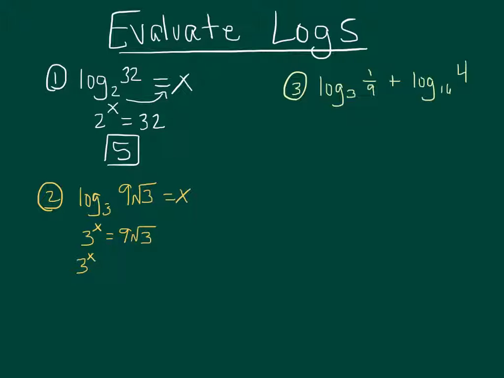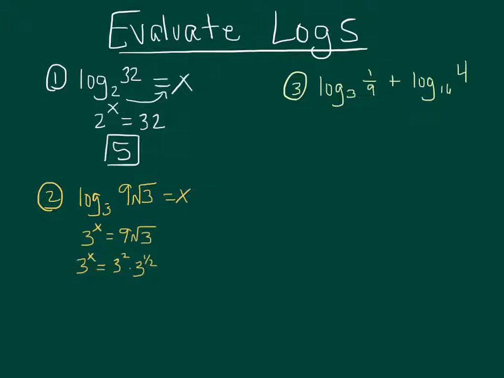We're going to go back to a couple days ago where we tried to make same bases. We can write 9 as 3 squared. We can also write the square root of 3 as 3 to the 1/2 power. If you remember, when we look at fraction exponents, the denominator is our root. So if we have a square root, that's the 1/2 power. If we had a cube root, that would be the 1/3 power. So when you have roots, they make fraction exponents.